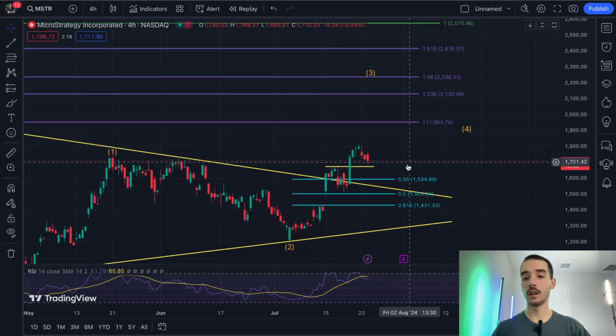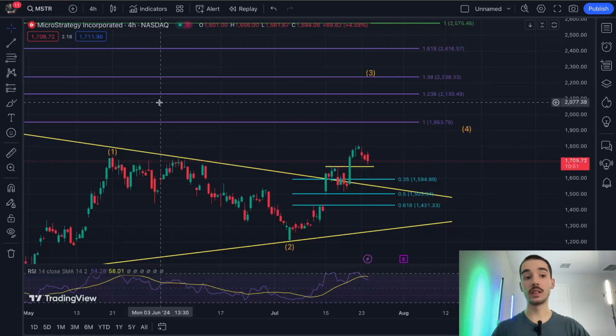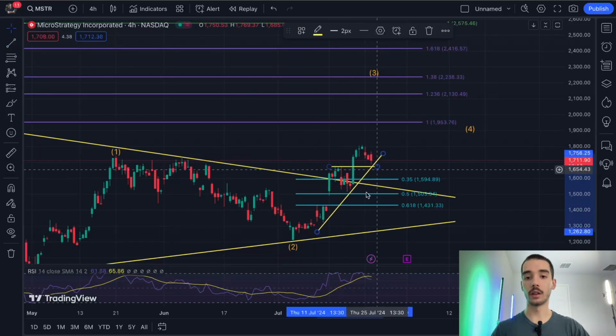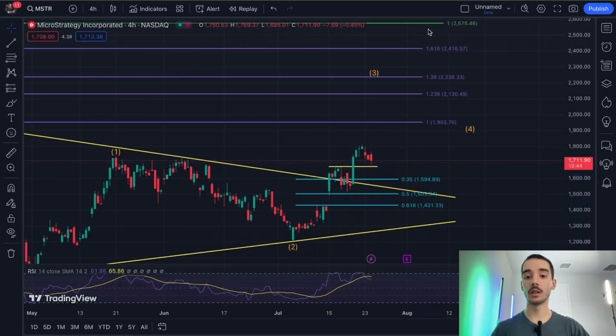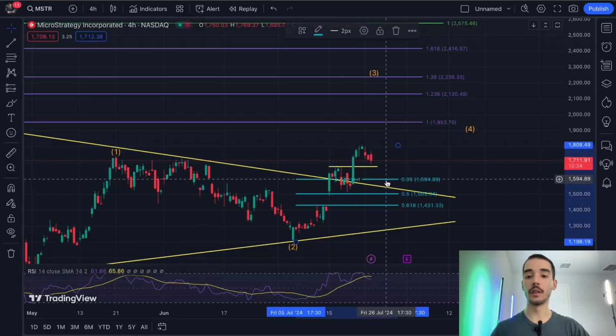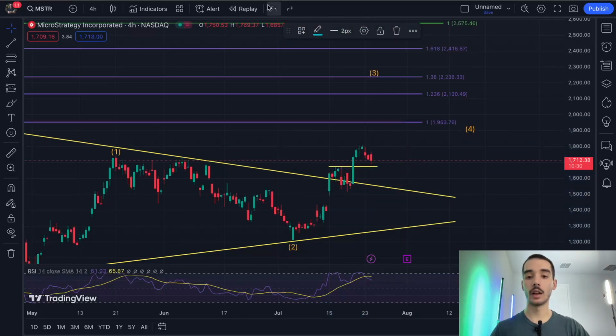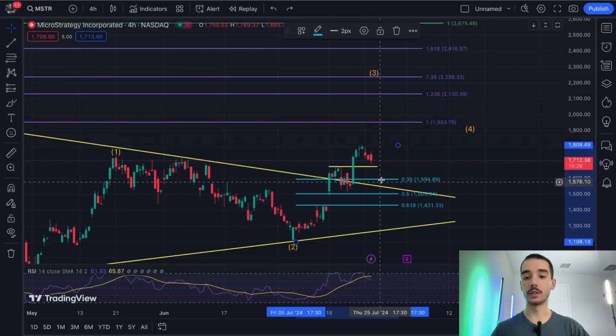Instead, what I'm seeing is potentially we see this support right here being broken. Or let me repeat myself. We see that support being respected. We move a little bit higher. Then I can move this higher as the price continues to move higher. And then from there, we'll trace into it.